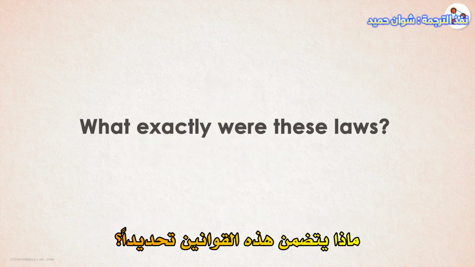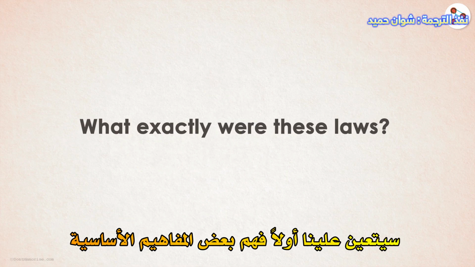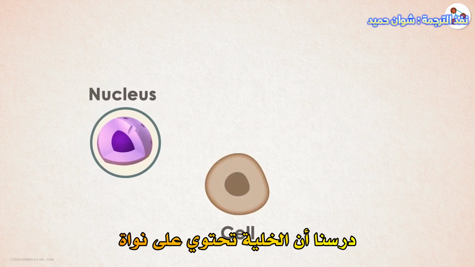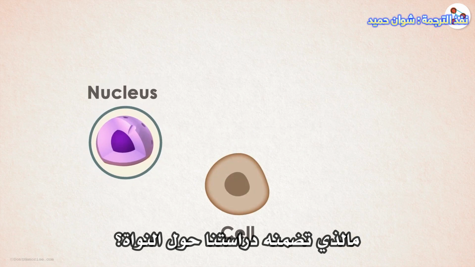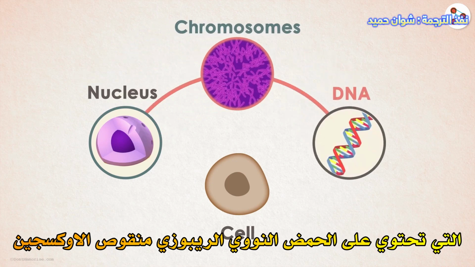What exactly were these laws? To study the laws, we will first have to understand a few basic concepts. We have studied that a cell contains a nucleus. What did we study about the nucleus? That's right, the nucleus of a cell has a set of chromosomes which contain the DNA.